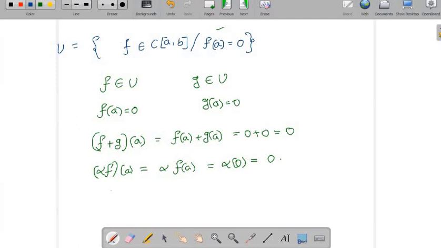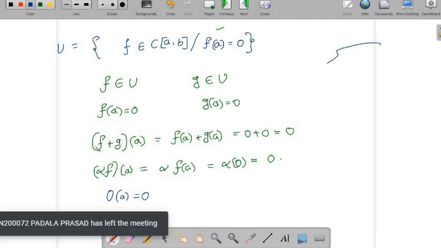And for a 0 function, 0 of a is anyway 0. There is no issue with it. 0 function is available here, right? So the rest of the properties are obvious. So you can say that this is a vector space. So therefore, it is a subspace of the set of all functions. Moreover, it is a subspace of the set of all continuous functions on AB.